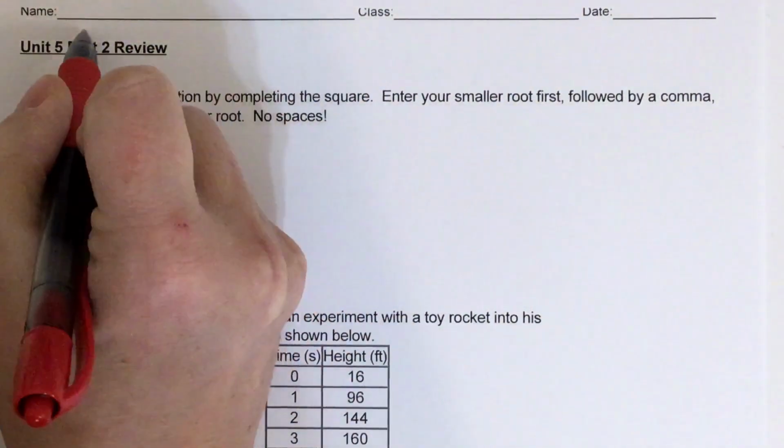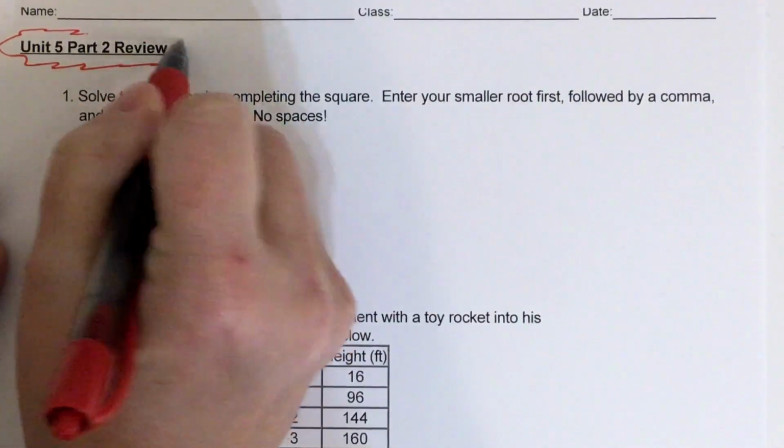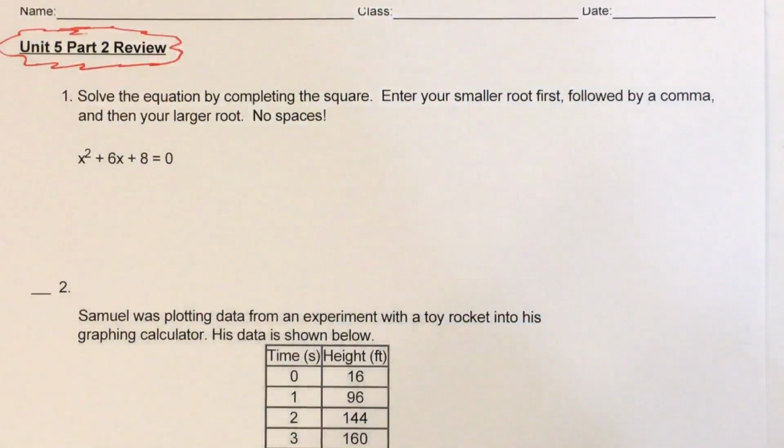We are going to go over the Unit 5 Part 2 review, trying to get ready for this test. Number 1, solve the equation by completing the square. Okay, so completing the square.